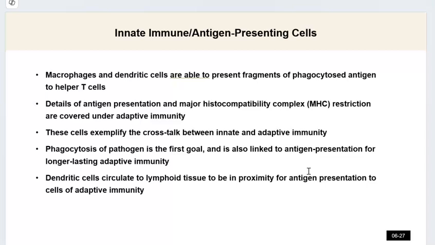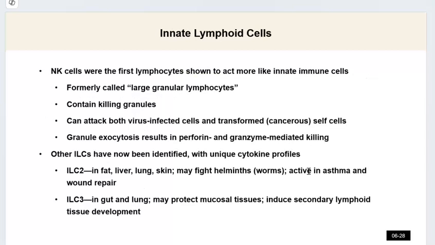Next, they jump into this slide here, and we have talked a lot about this already, and the differences between the innate and the adaptive and how they talk together. We've reviewed the phagocytosis and how that works, and then that the dendritic cells will circulate to help be available for use as well.